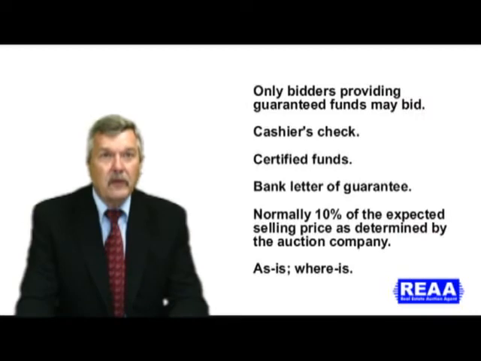Now let's talk about terms and conditions of the auction sale. You guide your seller through this process, finding out how they want their property sold under what terms and conditions. First off, only bidders providing guaranteed funds may bid at the auction sale. They must have a cashier's check, certified funds, or a bank letter of guarantee. Normally at the auction sale we're looking for 10% of the expected selling price as the amount of deposit for that day. The property is sold as is, where is, which is explained in the documentation that the bidder's information packet will have.